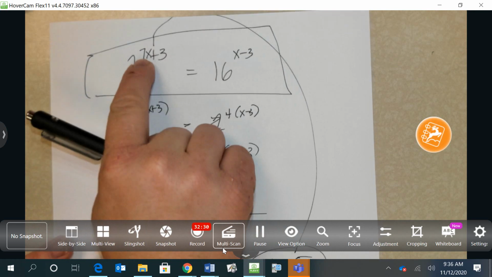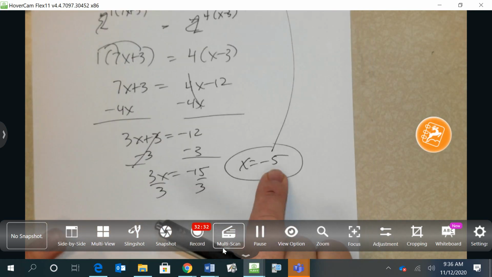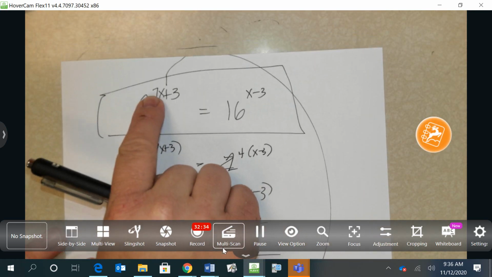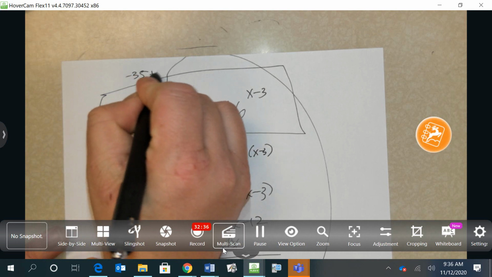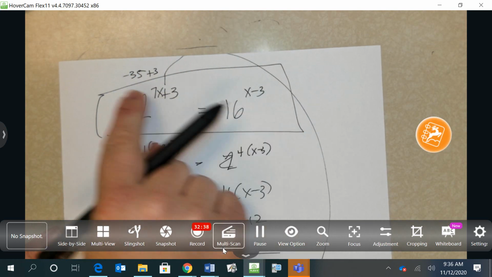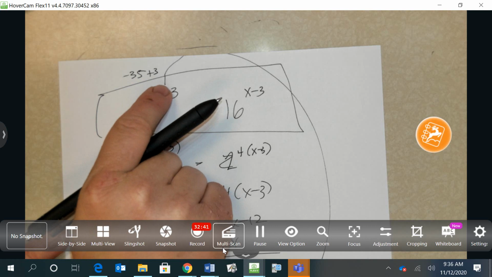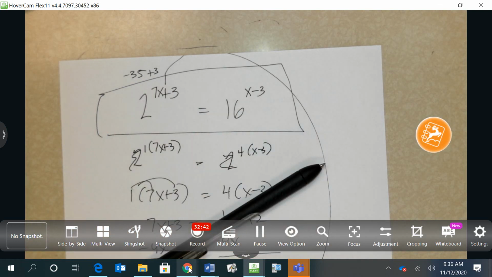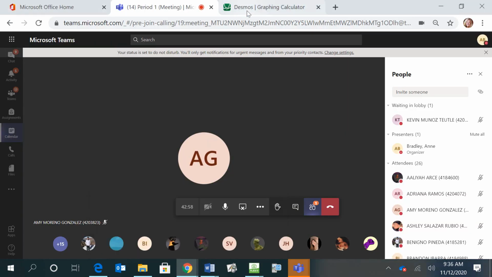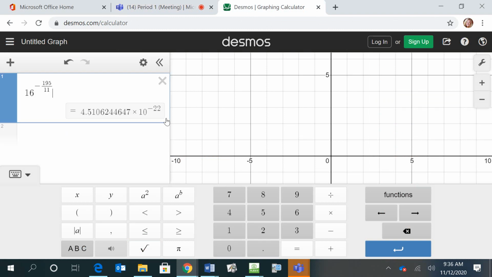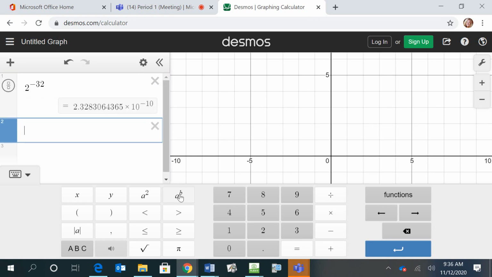I'm going to do some simple math here. I know 7 times -5 is -35. And if I add 3 to that, -35 and 3 is -32. So I'm going to come to this position, and I'm going to type in 2 raised to the -32. Then I'll go on to the next one.